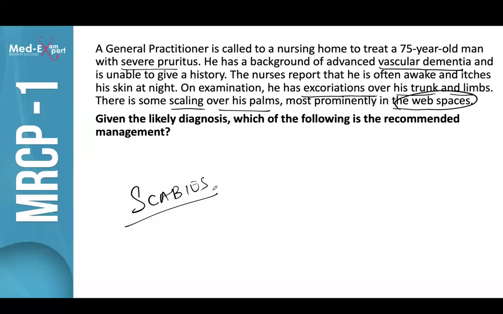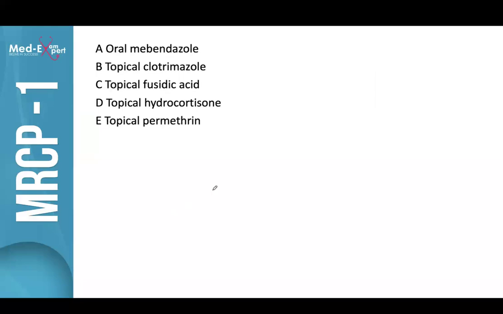Somebody having a rash with scaling in the palms, trunk, limbs, and web spaces, and you can even tell this gentleman may be having a rash in the genitals also. This is scabies. So what is the treatment for scabies? I believe all of you will be knowing. He will give topical permethrin. If it is not working, somebody said Norwegian scabies.